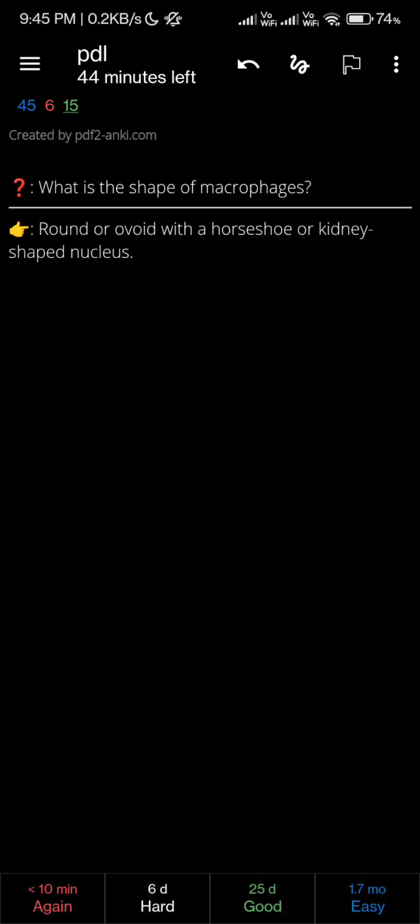What is the shape of macrophages? Round or ovoid, most probably. Macrophages have a round or ovoid shape with a horseshoe or kidney shaped nucleus.